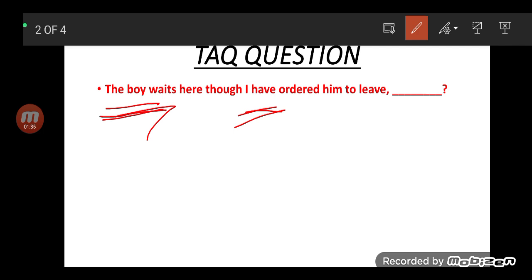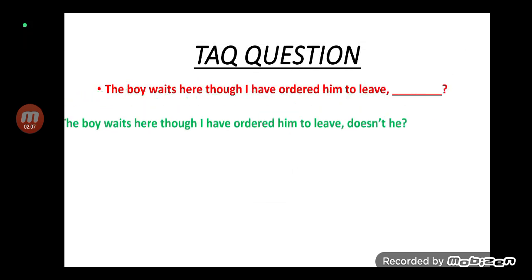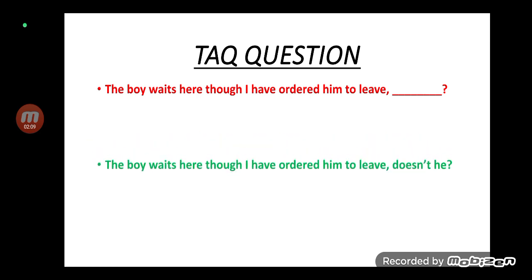We know that if the sentence is affirmative, the tag question will be negative. Definitely, if the sentence is negative, the tag question will be affirmative. In this situation, everyone try to understand which one is correct. The two answers are not both correct. Only one answer is correct. So which one is correct? Let's try to understand in this situation. We can see the example answer is here.